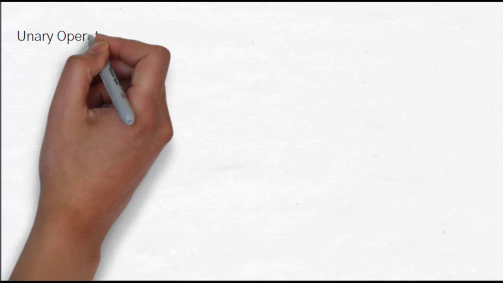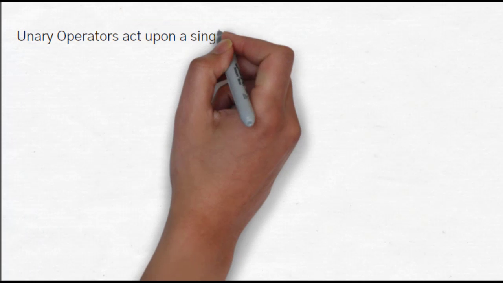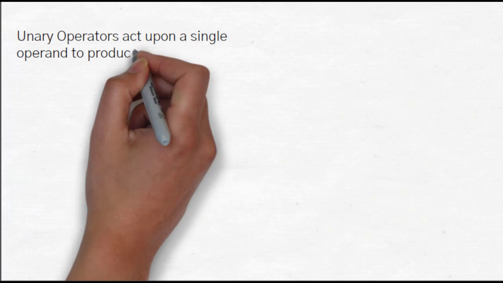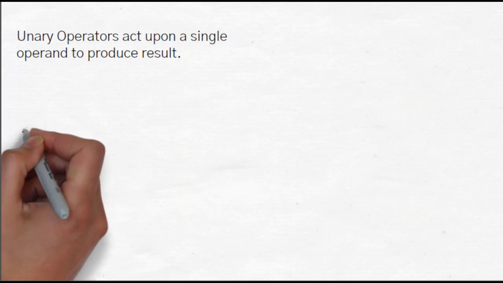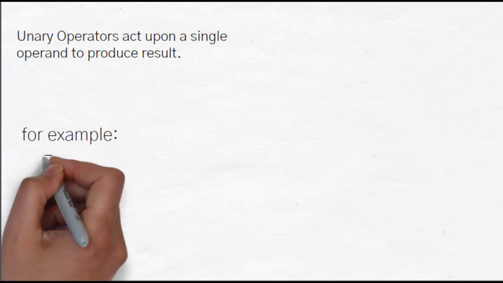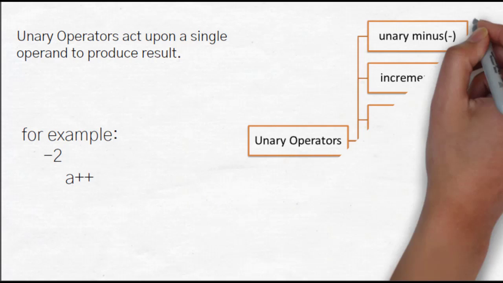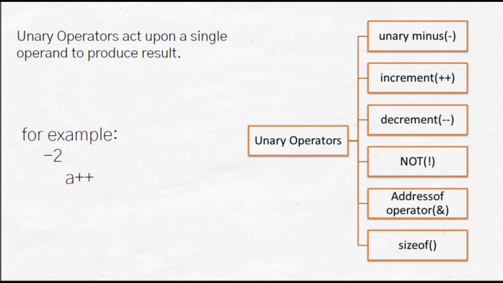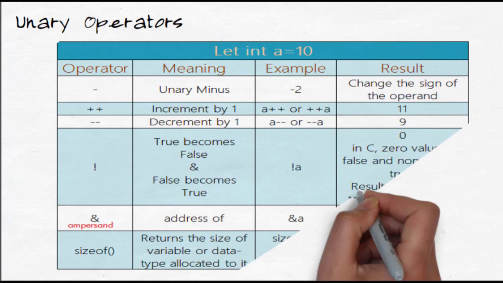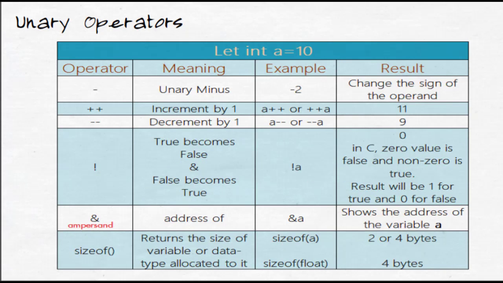Unary operators are those which act upon a single operand to produce the result. For example, -2 or a++. In this, minus and plus plus are unary operators. Unary minus, increment operator ++, decrement operator --, not operator, address of, and sizeof are unary operators. Unary minus changes the sign of the operand and it also shows the sign of it.